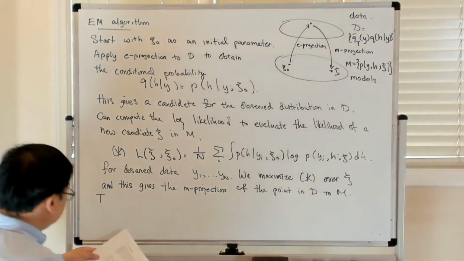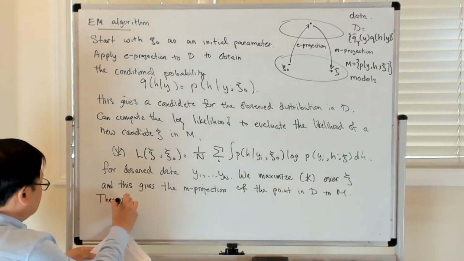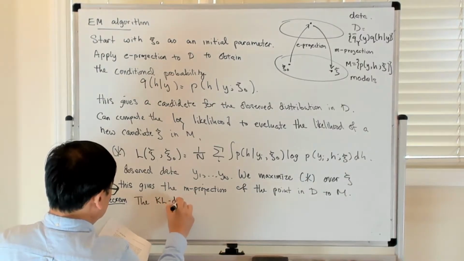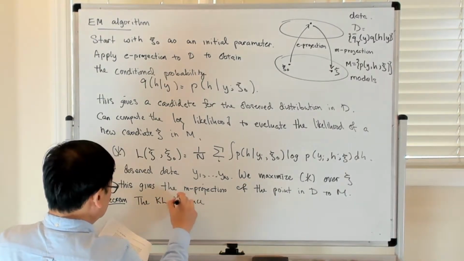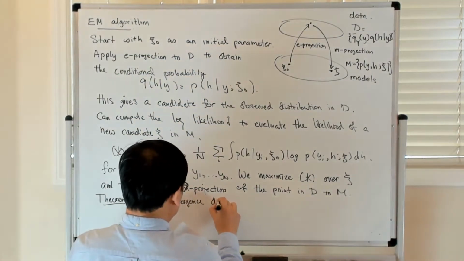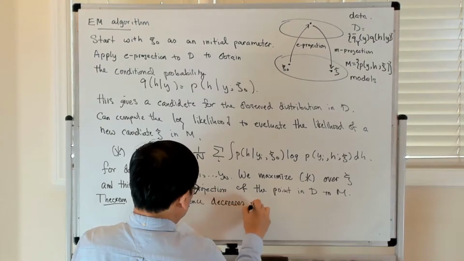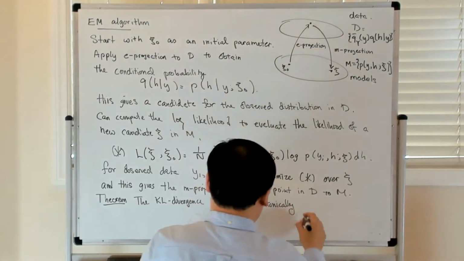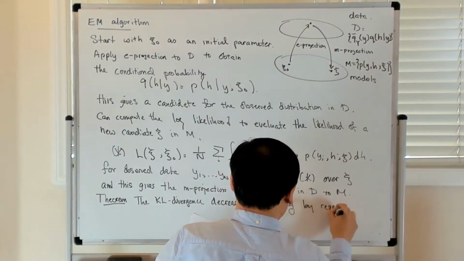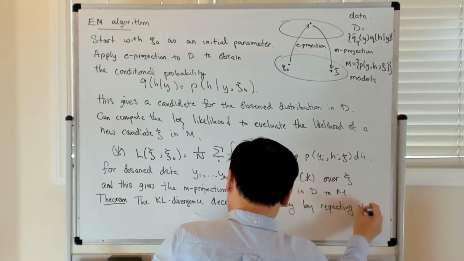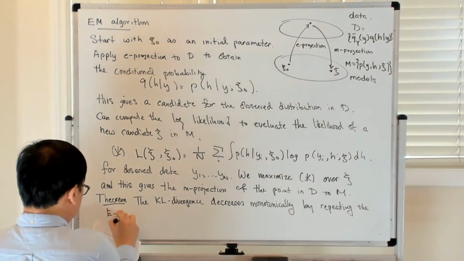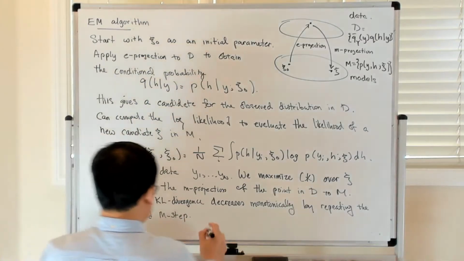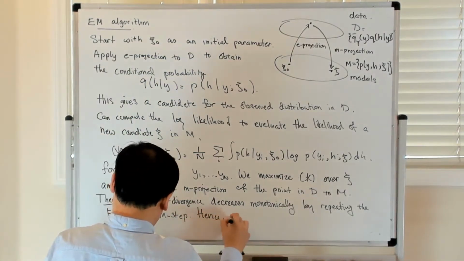So the theorem is as follows, that the KL divergence decreases monotonically by repeating the E step and M step. So hence the algorithm converges.